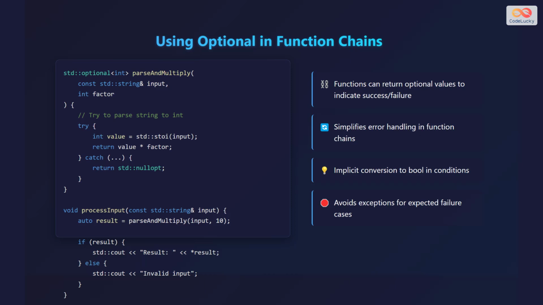On the right, some advantages of function chains are explained. Number 1. Functions can return optional values to indicate success or failure. Number 2. It simplifies error handling in function chains. Number 3. There is an implicit conversion to Boolean in conditions. Number 4. It avoids exceptions for expected failure cases.